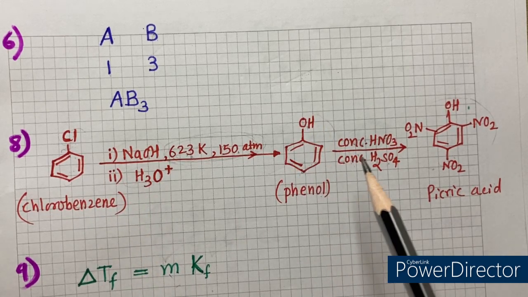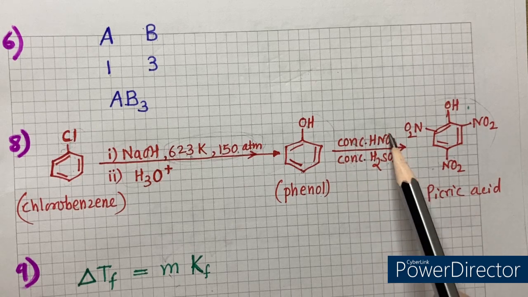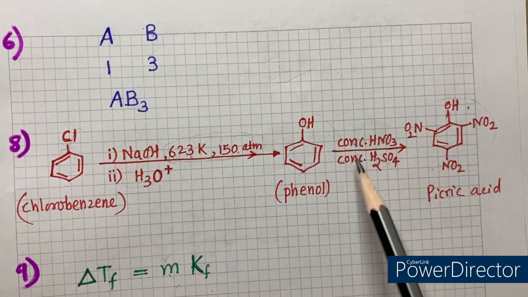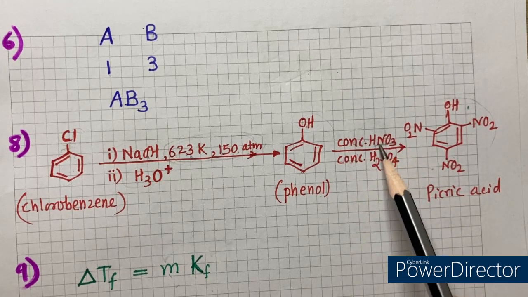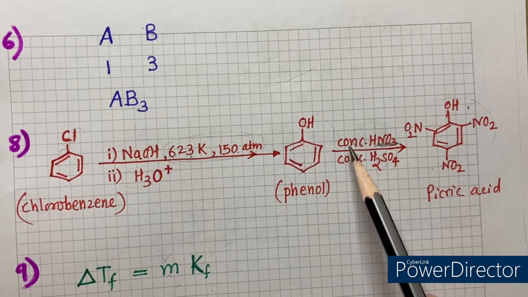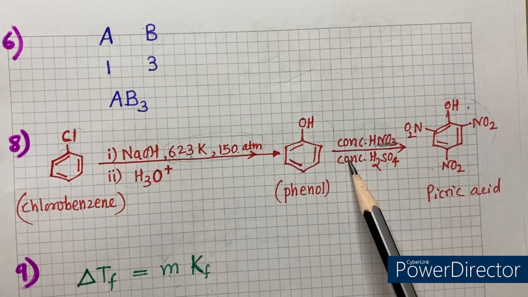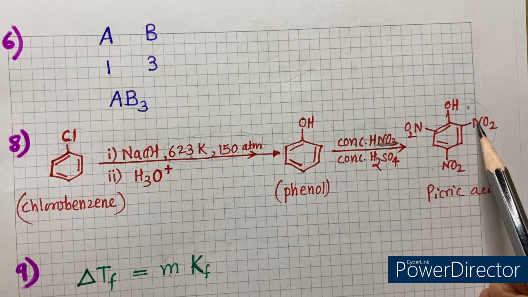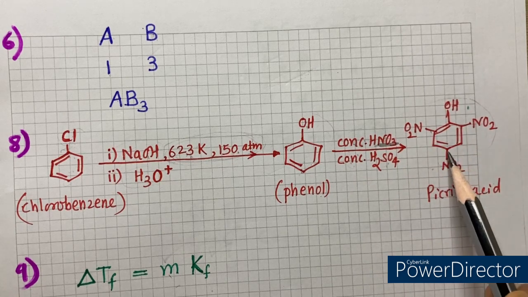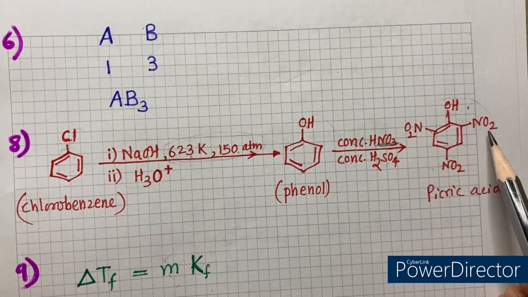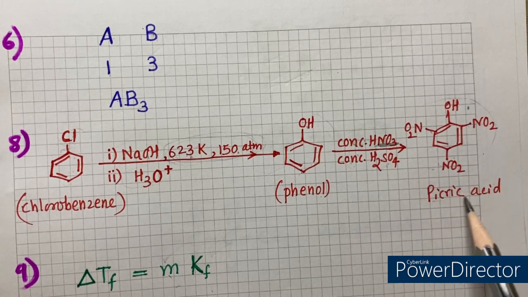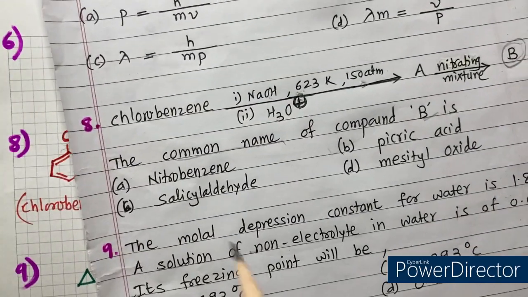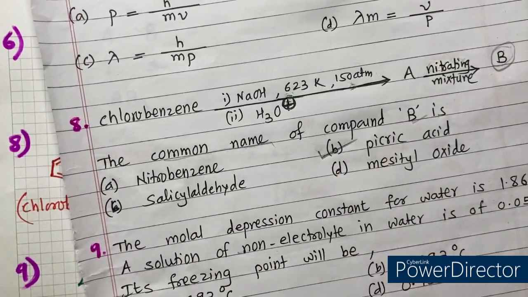Okay, now phenol reacts with nitrating mixture, that is concentrated HNO3 and concentrated H2SO4. By using this reagent, nitration takes place. Since it is concentrated, nitration takes place at all ortho and para positions. Therefore, the common name of this compound is picric acid. Therefore, the answer is picric acid.